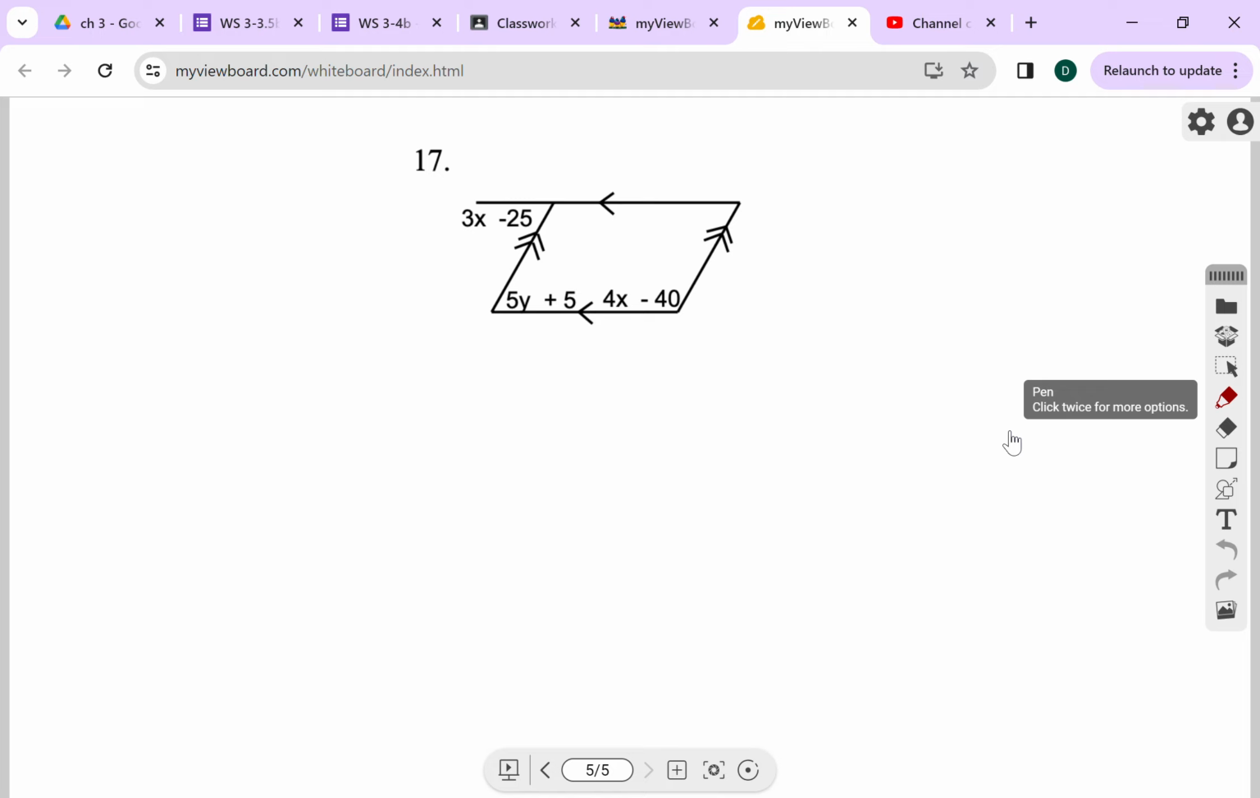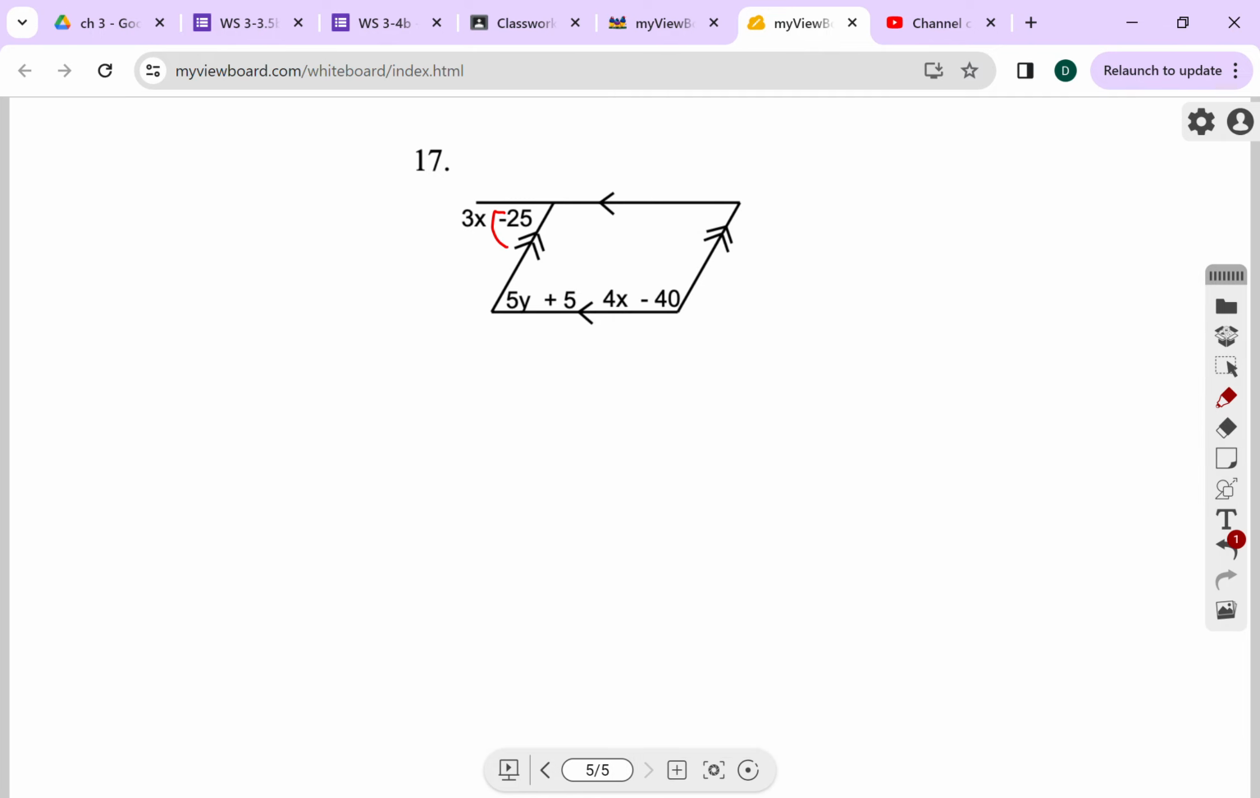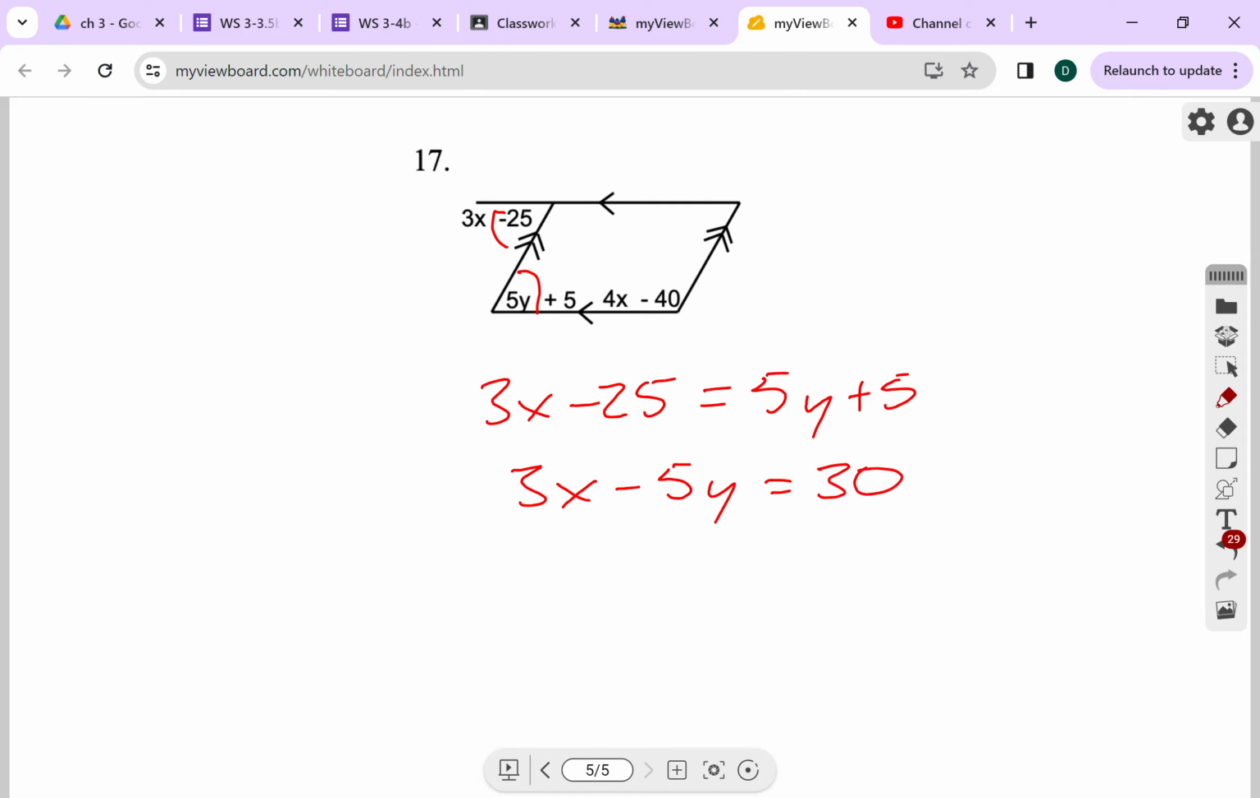But first thing I'm going to look at in this figure is my z here that gives me a couple congruent angles. So I know that 3x minus 25 is equal to 5y plus 5. I've got to move things around so that it works the way you need it to, because I'm going to have to solve simultaneously on this. So 3x minus 5y equals 30. That should be the equality I'm going to use.